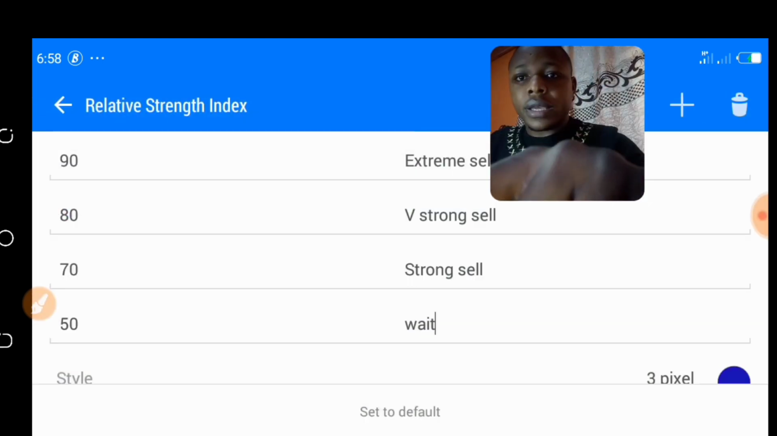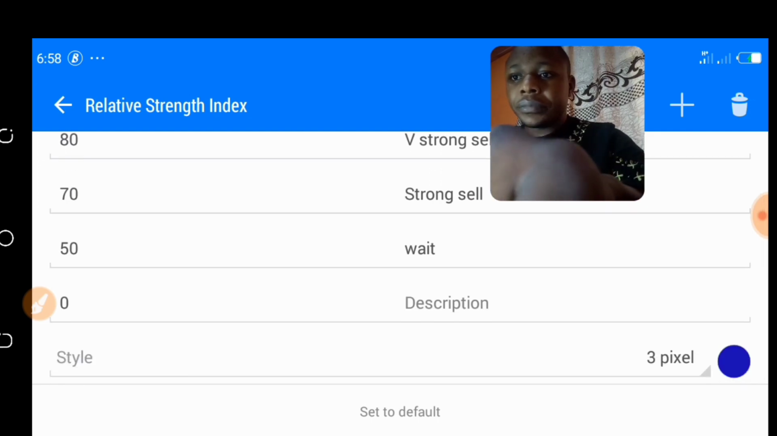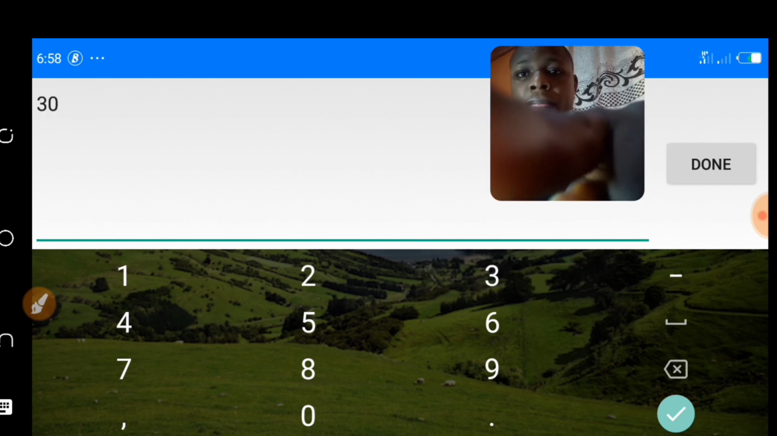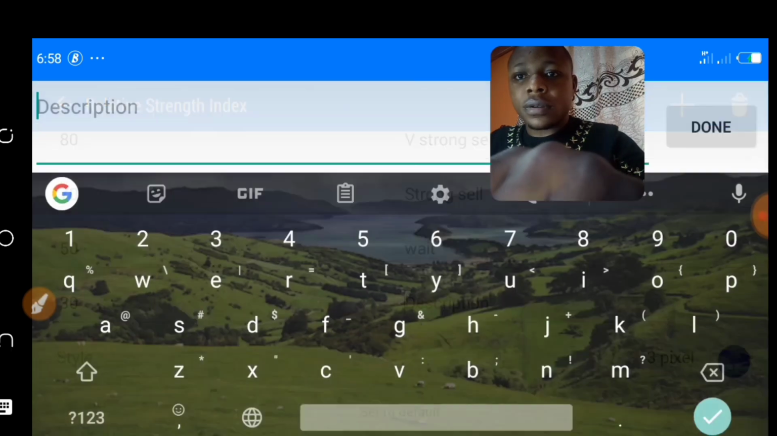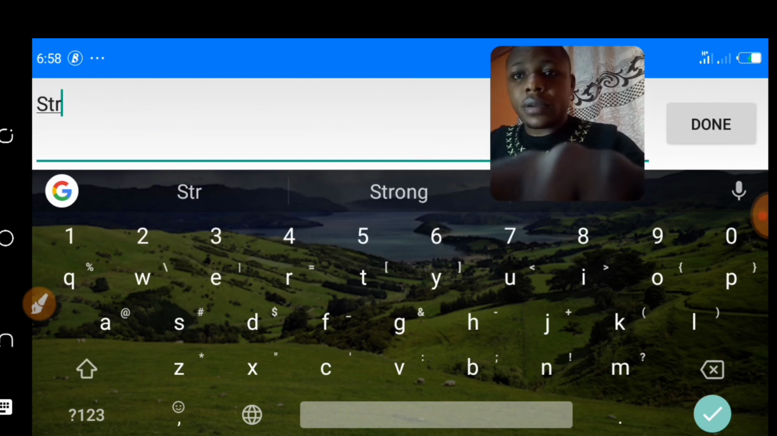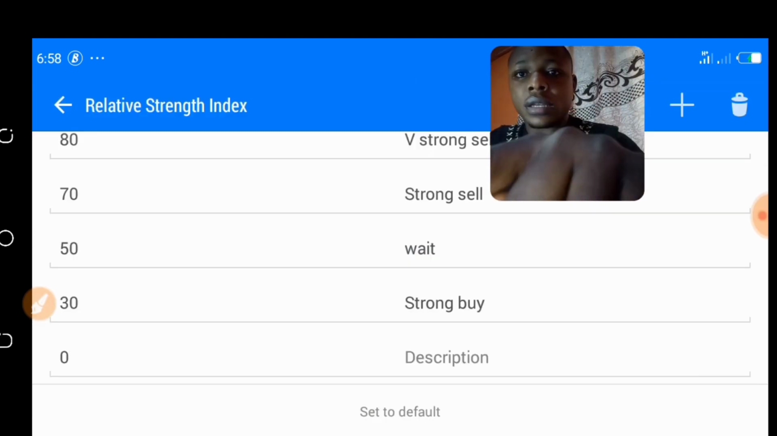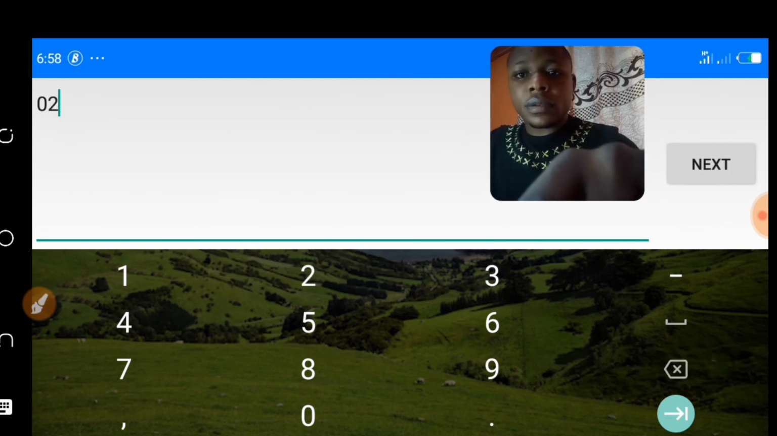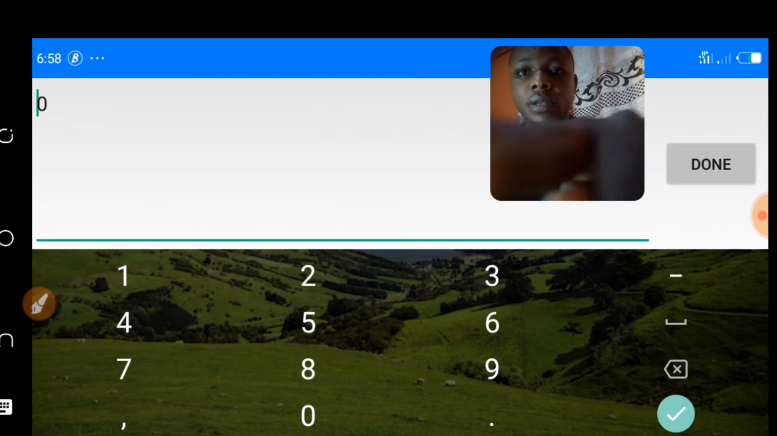So add again, we have 30. That's a strong buy. Done. Add another one, 20.